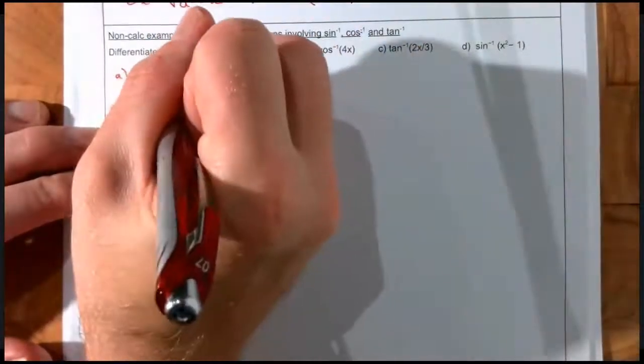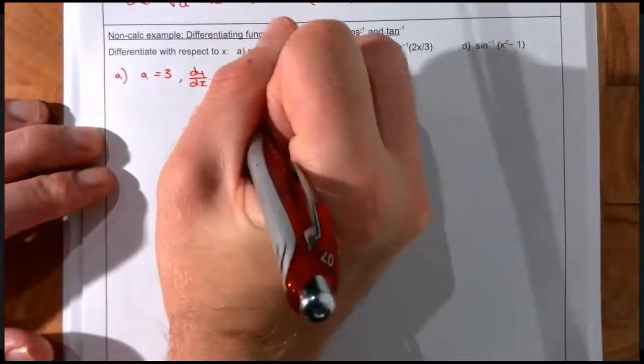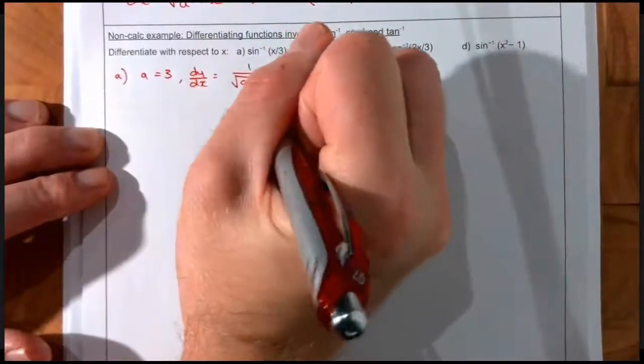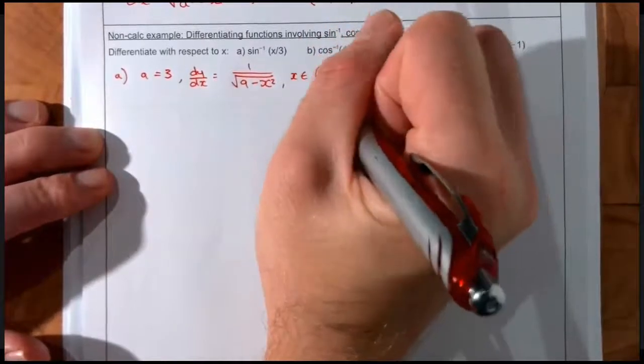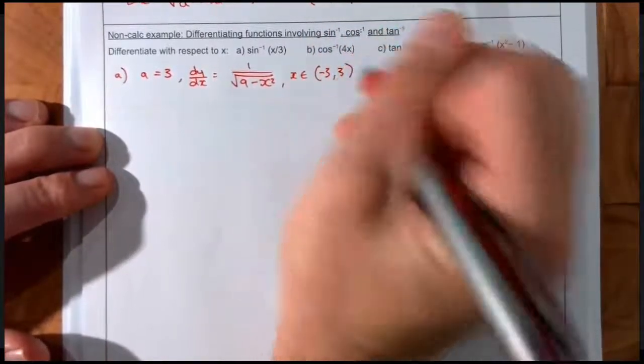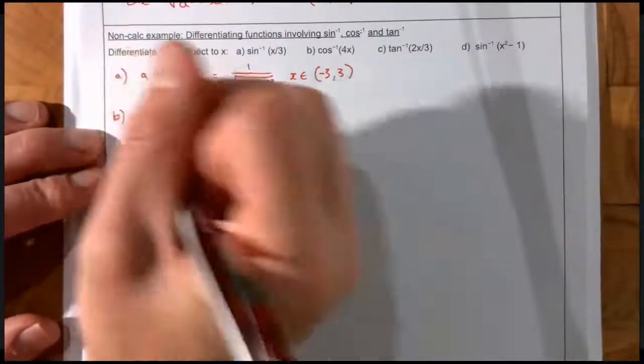The first couple I'm going to do very quickly, because in this question here I'm looking at a equals 3, and I'm looking at the second example, so dy by dx is going to be 1 over the square root of 9 minus x squared, and that's going to be valid for x between minus 3 and 3. And for an example like that, nothing more to it really, we can use that standard result.